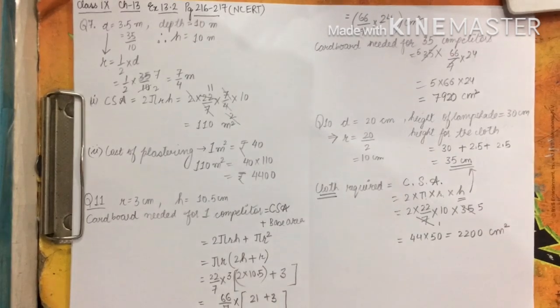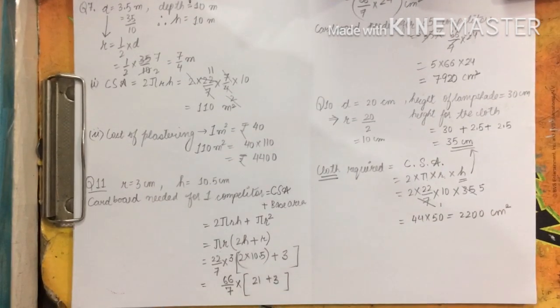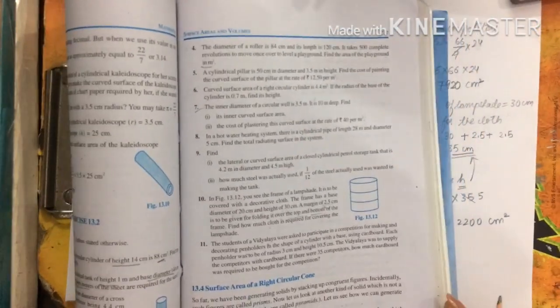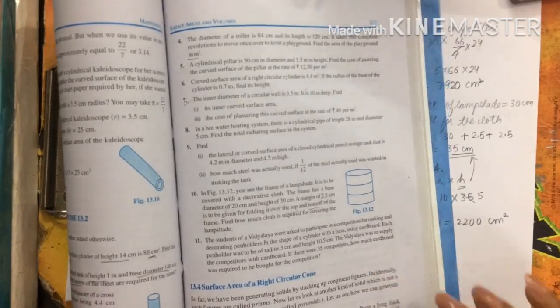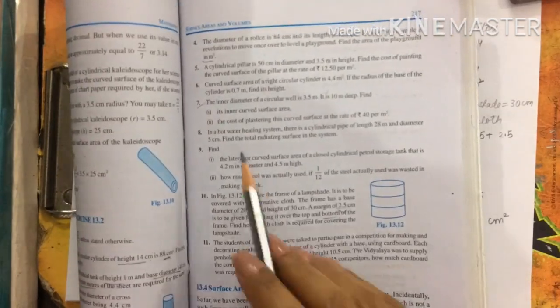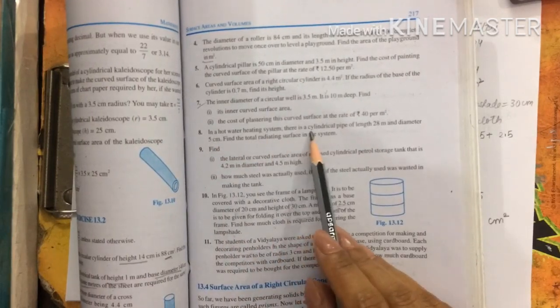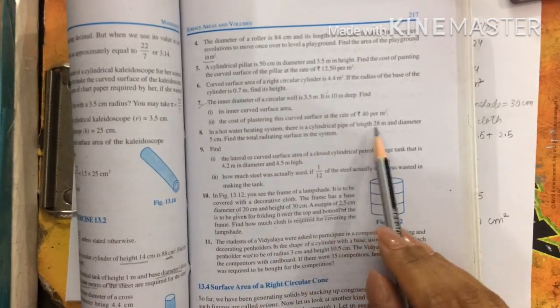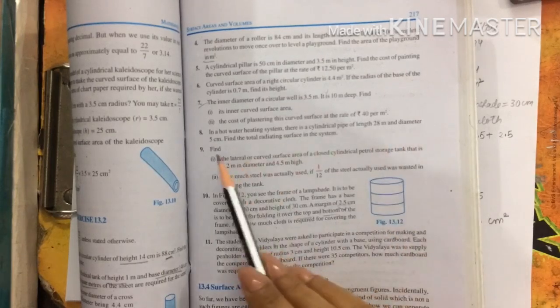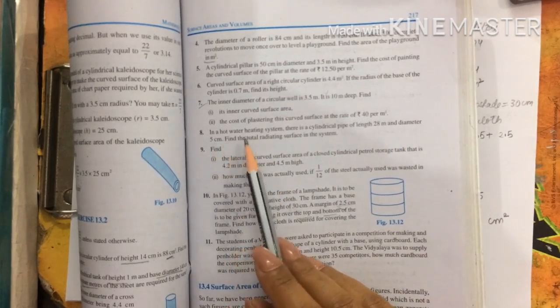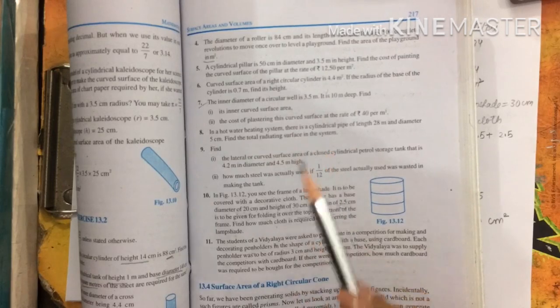Now after this we are moving to question number 8. Let's take a look at the statement. Question number 8. In a hot water heating system, there is a cylindrical pipe of length 28 meters and diameter 5 centimeters. Find the total radiating surface in the system.